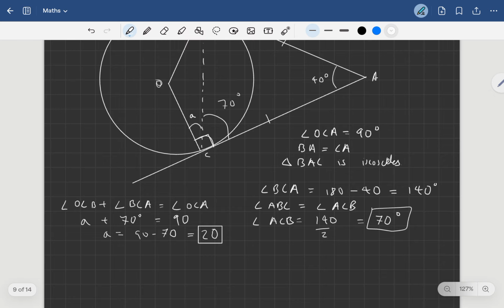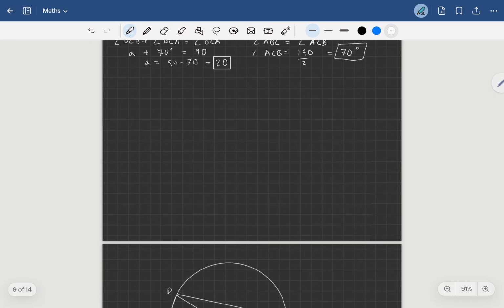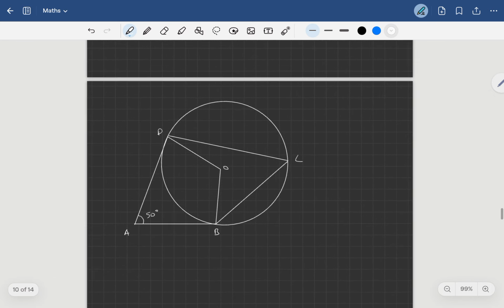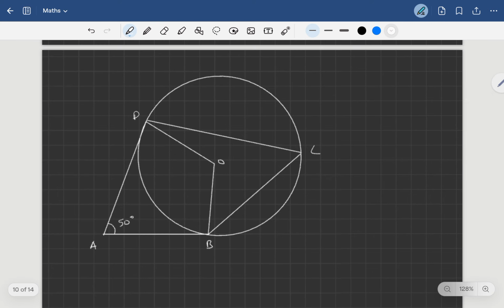Now, let's move on to our next example. In this question, B, C, and D are points on the circumference of a circle centered at O. AB and AD are tangents to the circle. Angle DAB is 50 degrees. Work out the size of angle BCD, and we have to give our reasons. So we're trying to work out the size of angle BCD, which is this angle right here.